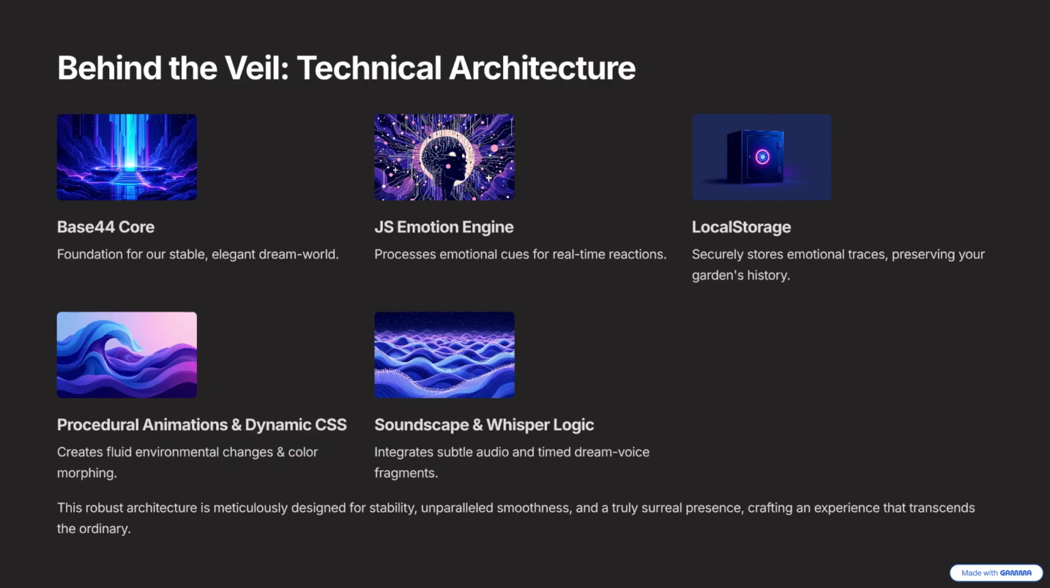The front-end dream world is built using Base 44 as the primary builder. The emotion engine is a lightweight JavaScript system. Local storage maintains emotional memory over time. Procedural animations, dynamic CSS variables, and color morphing keep the environment alive. Soundscape, timing, and whisper logic create reactive ambience. All of this is optimized for stability, smoothness, and a surreal sense of presence.